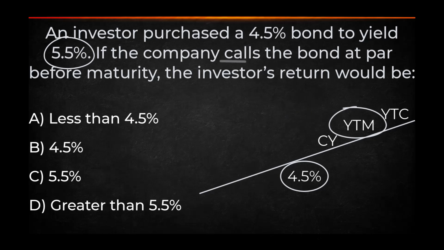If the company calls the bond at par before maturity, what would the investor's return be? Well, if they call the bond, everyone, we're going to go ahead and get the yield to call. So what that means is I don't know specifically what the return is going to be, but I can guarantee that it's higher than 5.5% or higher than the YTM. So the answer would be D, greater than 5.5%. Okay.